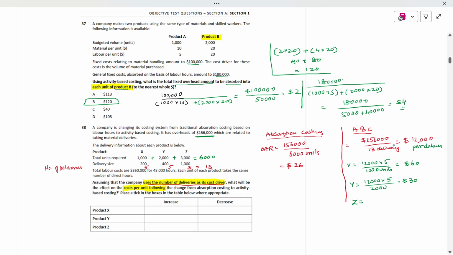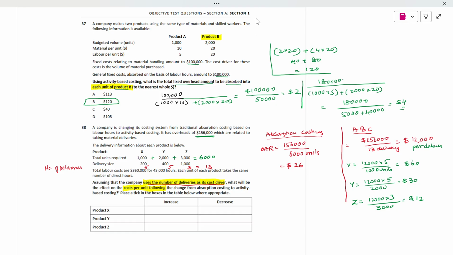That is 12,000 times 3 divided by 3,000. It comes to how much? 12. So there is an increase compared to the observation cost, an increase in X and Y, and a decrease in Z. Okay. It comes to 12.